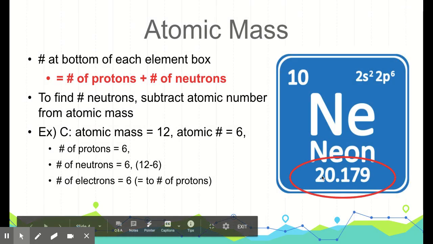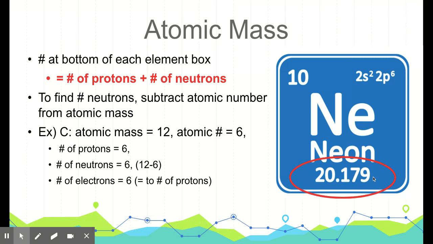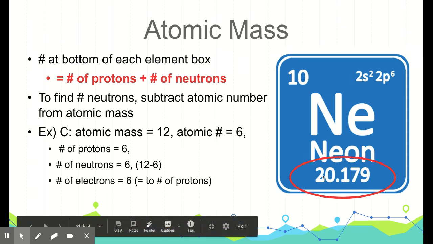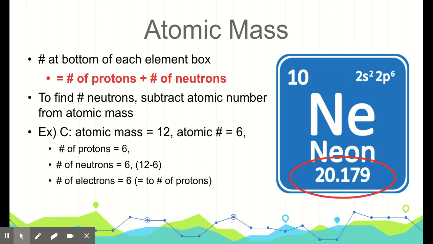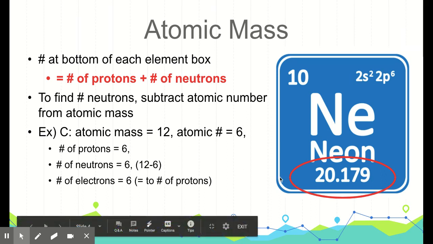For your atomic mass, that's going to be at the bottom here. You can use this to find your neutrons. To find neutrons, you take your atomic mass and subtract your atomic number. We would round the atomic mass to the nearest whole number, because there can't be fractions of neutrons. So for neon, 20 minus 10 would give us 10, obviously. So for neon, you would end up having 10 protons, 10 electrons, and 10 neutrons once you subtract that.